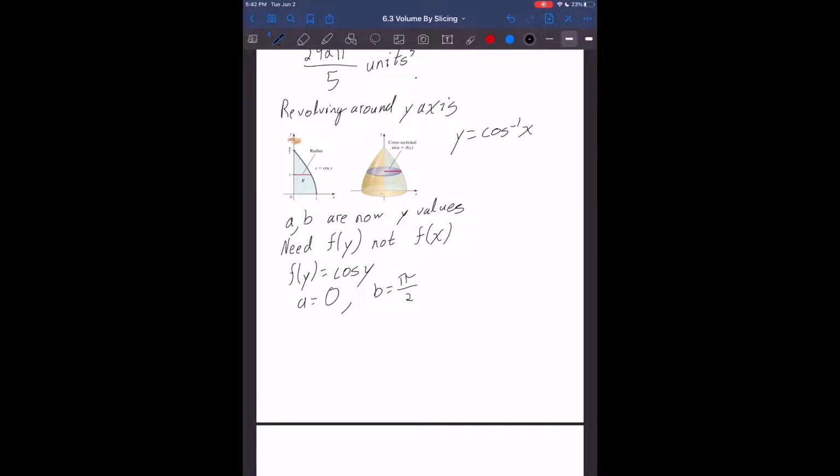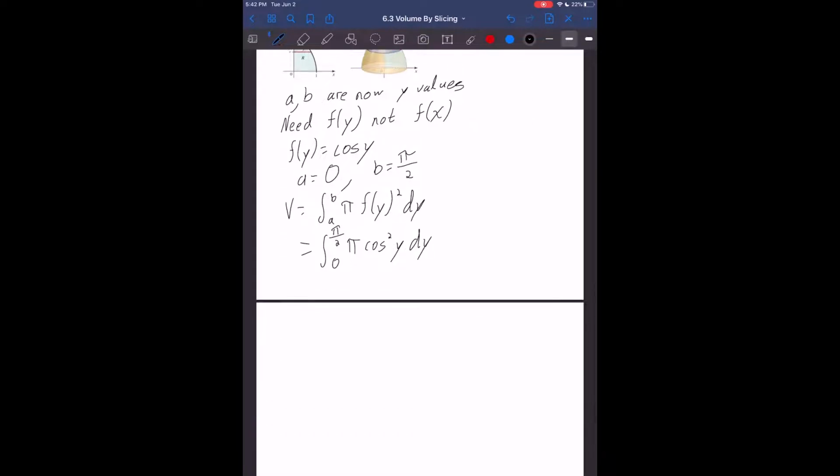And we're just going to use the exact same formula we used for the previous problem, where our volume is the integral from a to b of pi times f of y squared dy. So plugging everything in, this is the integral from 0 to pi over 2 of pi cosine squared y.